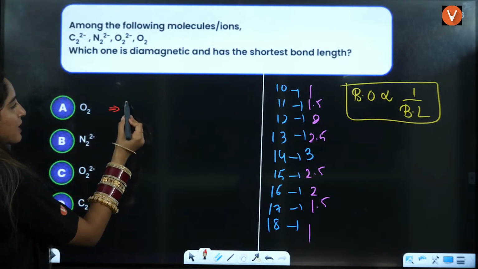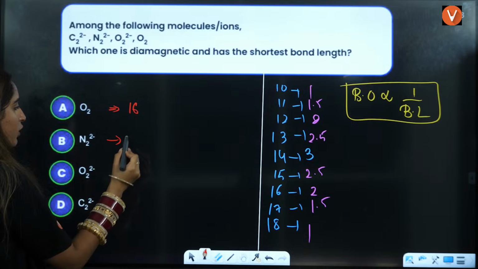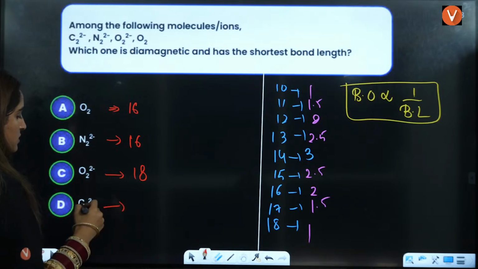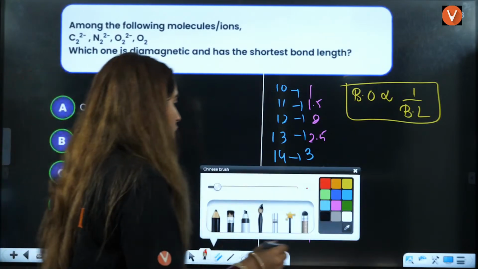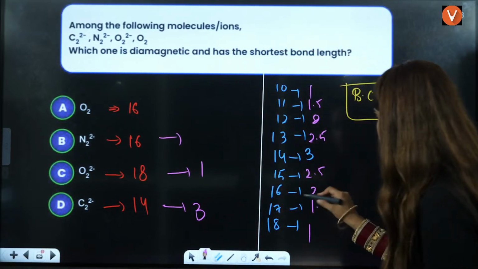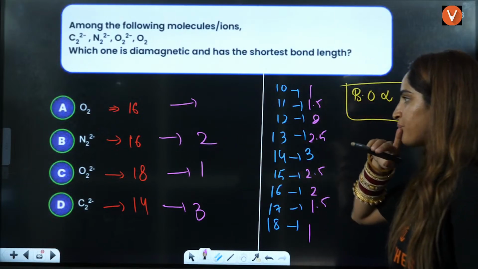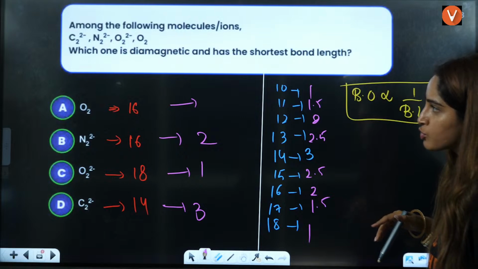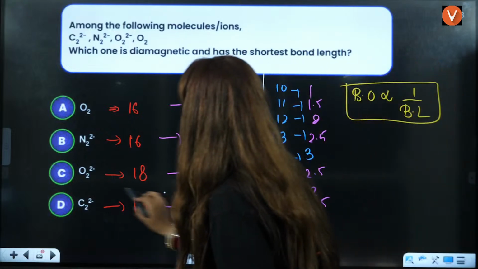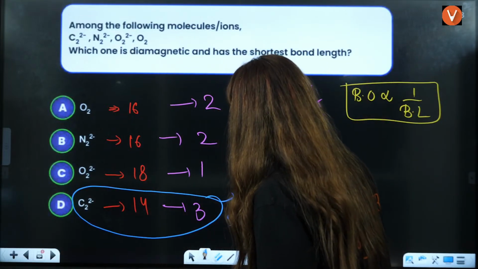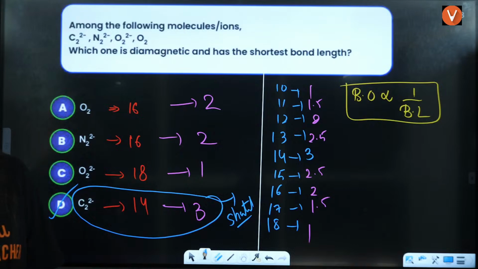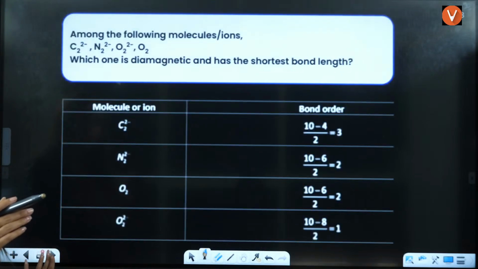So this is 8 plus 8, that is 16. This is 14 plus 2, that is 16. This is 16 plus 2, that is 18. This is 12 plus 2, that is 14. So highest bond order, if you see, this is 3, this is 1, 16 means 2, and O2 also 16 means 2. Okay, so highest bond order is for this one. That means this has the shortest bond length. So D is the correct answer. Okay, so directly you can tell.